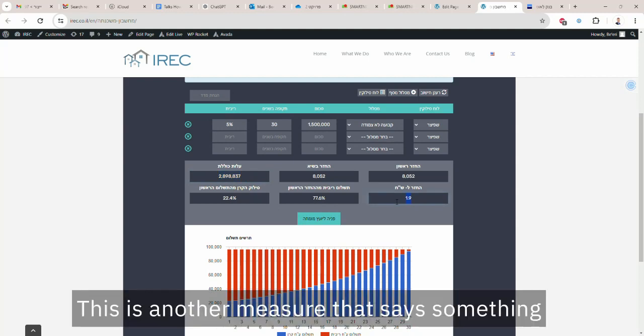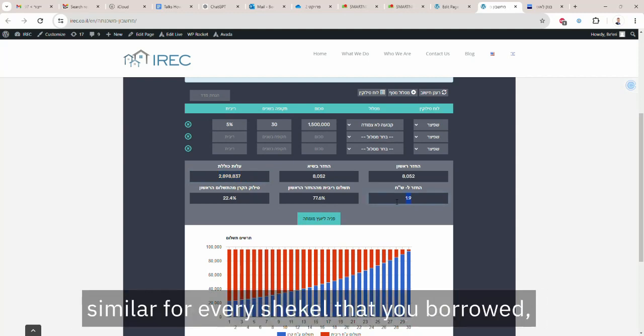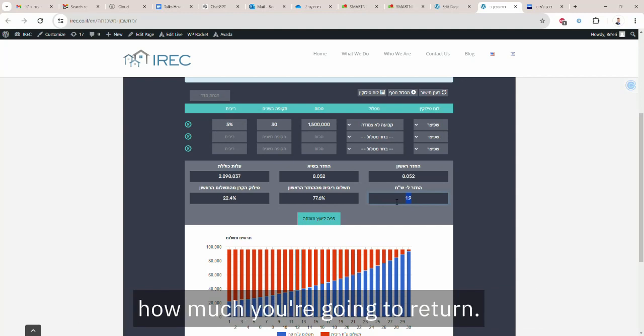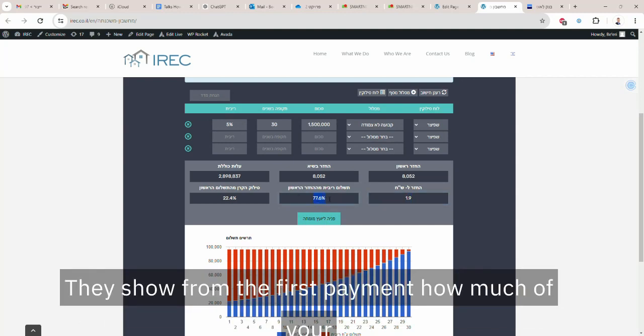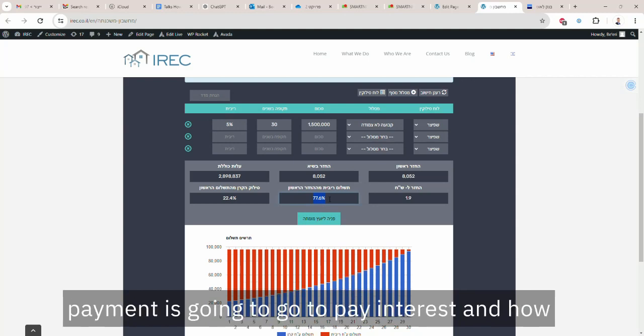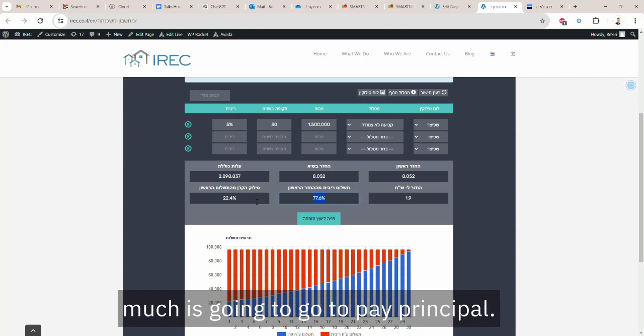This is another measure that says something similar. For every shekel that you borrowed, how much you're going to return. These two figures are very interesting. They show from the first payment how much of your payment is going to go to pay interest and how much is going to go to pay principal.